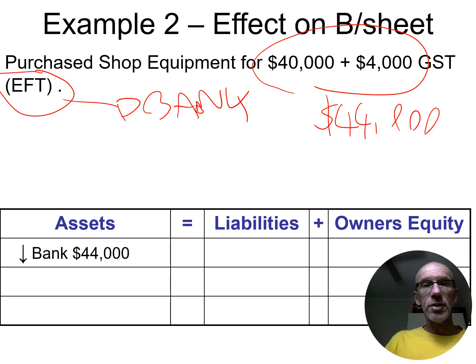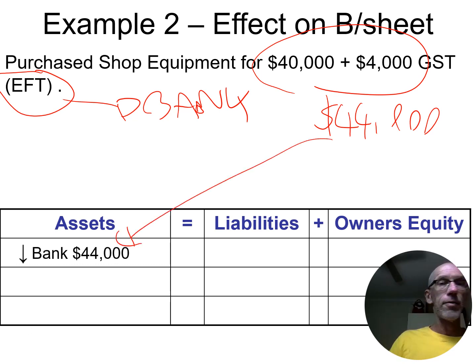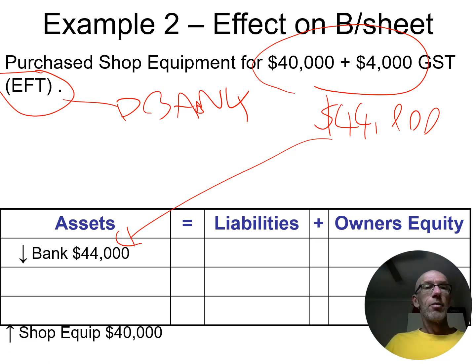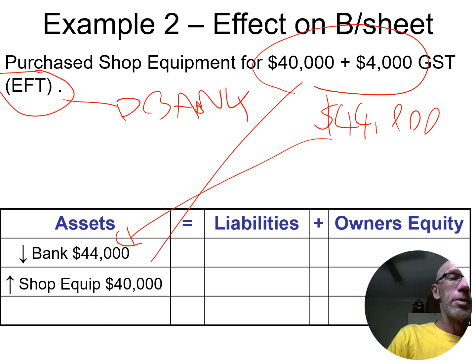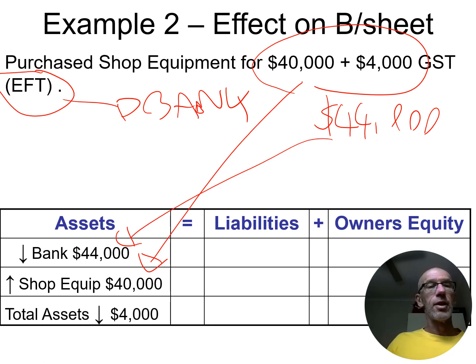So our bank balance has actually decreased by 44K. We've got more shop equipment. That's what we purchased. So the net effect on assets is our assets have gone down by $4,000. We've had an increase in our non-current assets by 40K, a decrease in our current assets by 44. Hence, we've got a negative $4,000 effect.